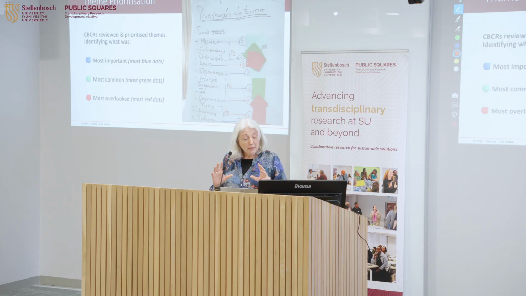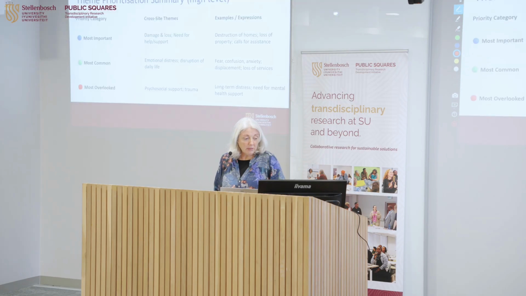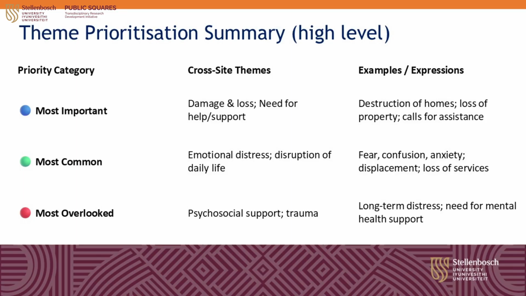So they looked at, in terms of all these different themes that they had come up with at their sites, all the sub-themes that they had come up with through looking at these different domains, what did they consider to be the most important? What was coming up most commonly for them, and what did they feel were the most overlooked issues that needed to be addressed? So in a cross-site way, the most important themes that were identified through this analysis were damage and loss and the need for help and support.